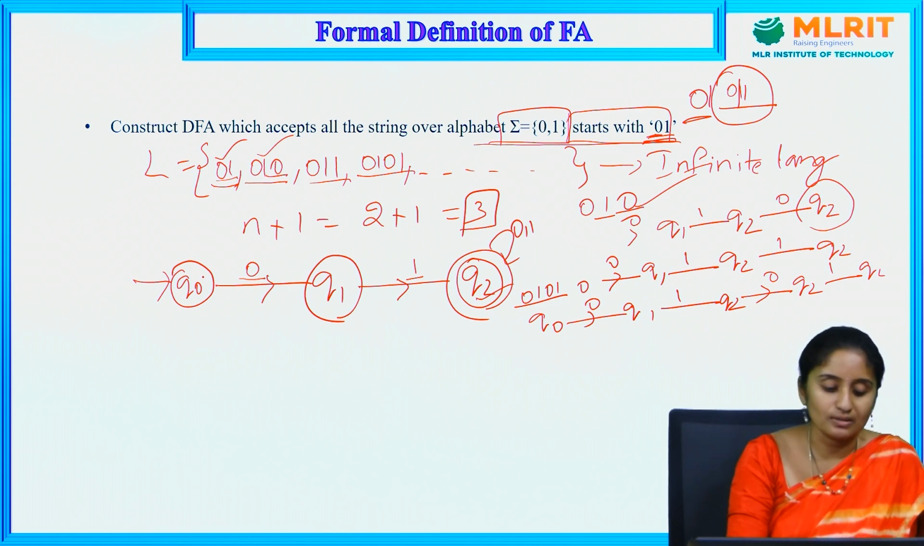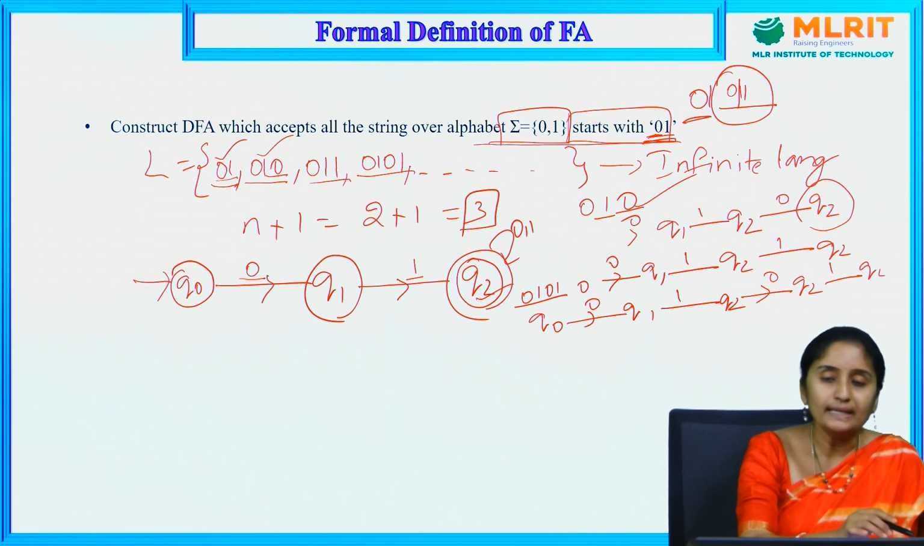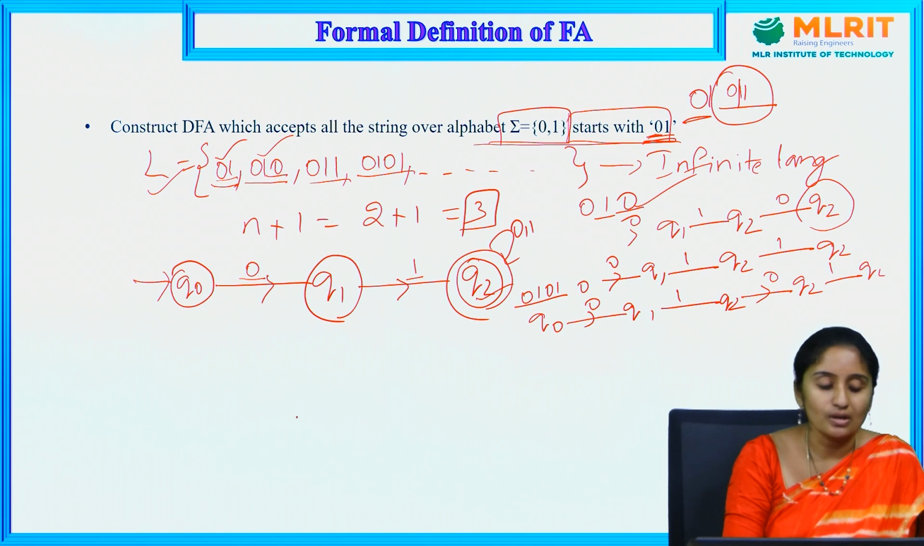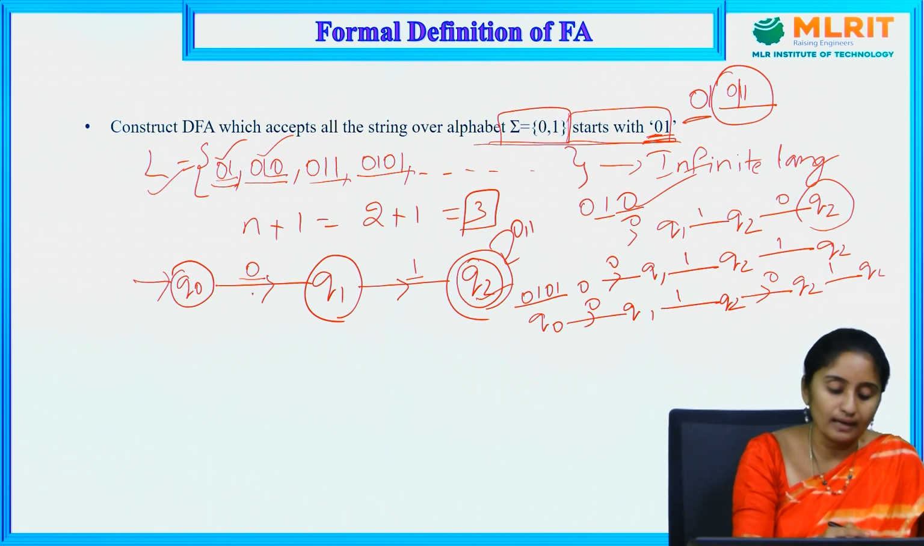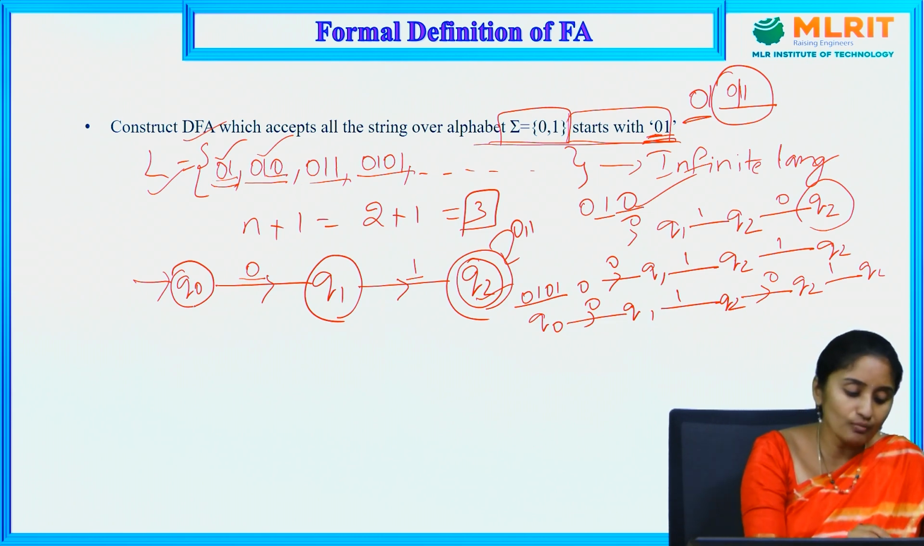Q0 is not satisfying. Let me check for Q1. Q1 on 1, it is moving to Q2. Q1 on 0, there is no transition. So it is not satisfying DFA, but it is satisfying the given language. So we need to convert the transition diagram, the state diagram, into a DFA. So what we are going to do?